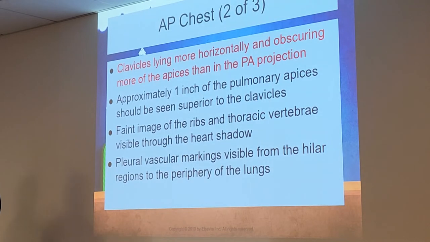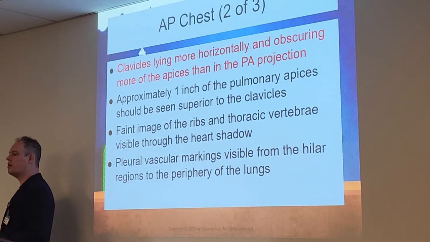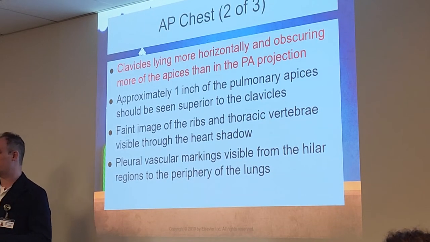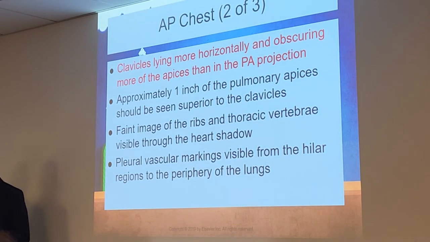Now, how much apices should be above the clavicles? About 1 inch, so they're barely above those clavicles. And there should be a faint image of the ribs and the thoracic vertebrae visible through the heart shadow. I don't think it has it in your notes, but on an AP chest, typically the heart will be more magnified because we're creating more OID in that position as opposed to a PA. Also, your pulmonary vascular markings, visible from the hilar regions, those little webby looking things we talked about, little tree branches in the lungs, from the hilar regions to the periphery of the lungs. But most importantly, that one in red there, guys, that's your big indication that you're looking at an AP chest.